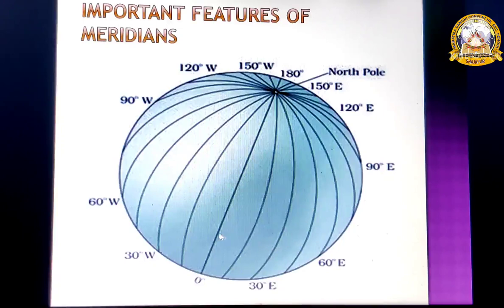Meridians are used to measure distance in east or west direction. They divide our earth vertically, so they are used to measure distance in east or west direction. On parallels, we measure distance in north or south direction, northern hemisphere, southern hemisphere, because parallels divide our earth horizontally, but meridians divide our earth vertically.